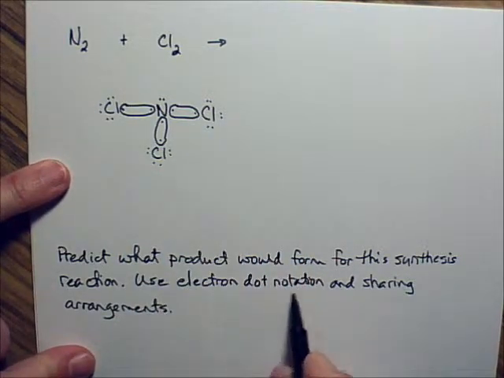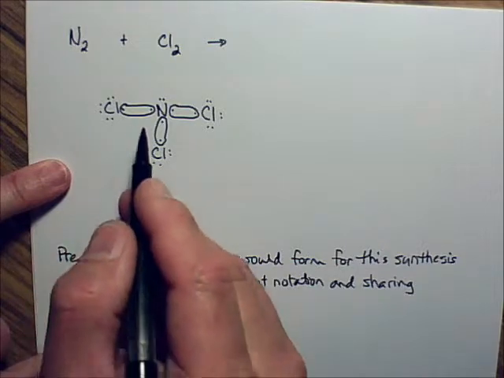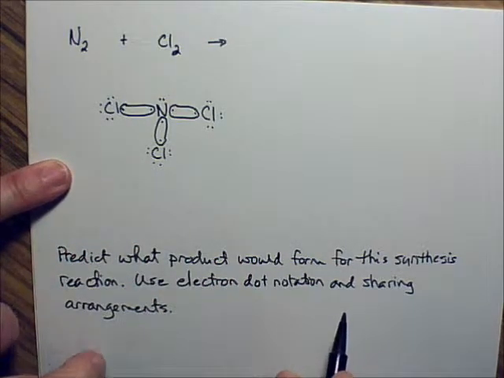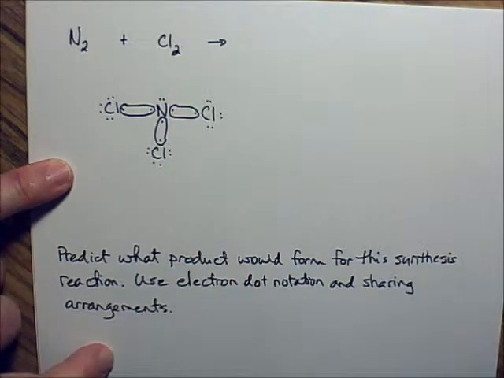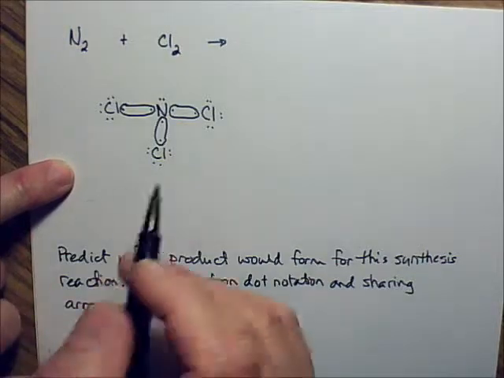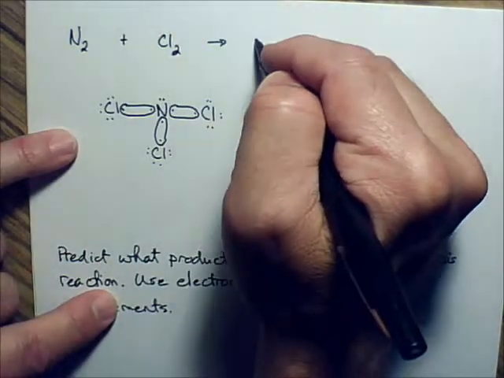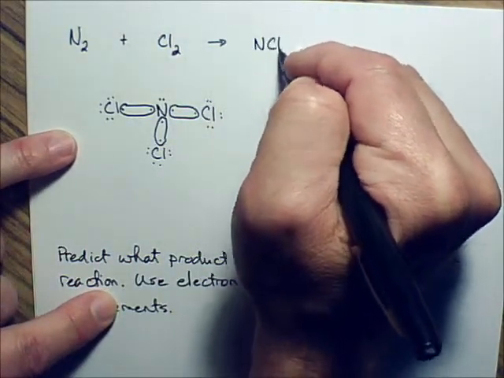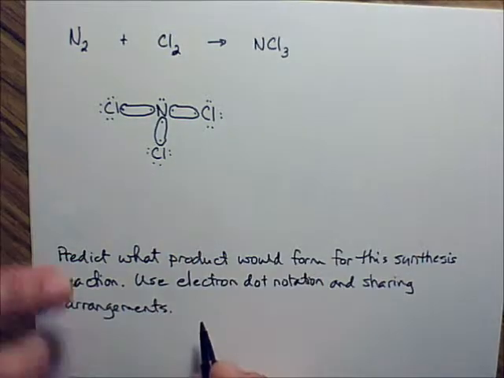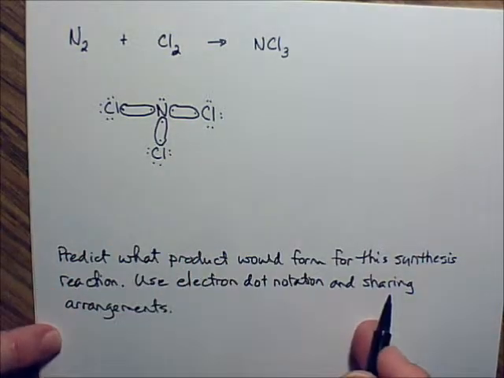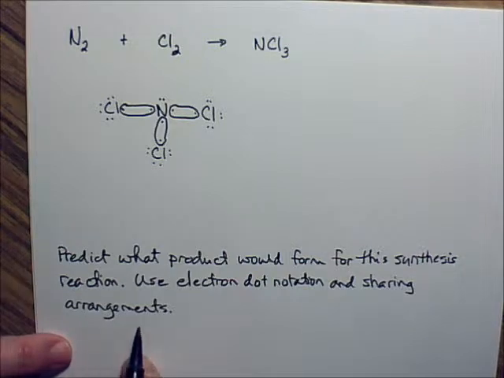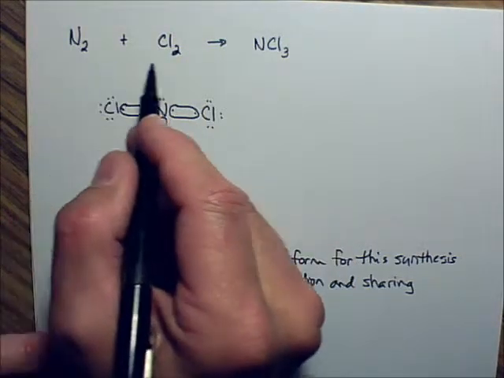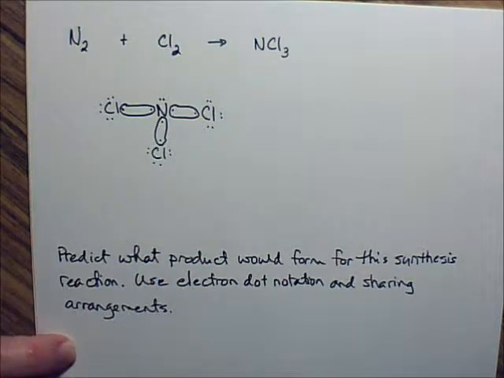This is now electron dot notation. You did 3 chlorines, then it's supposed to be 1 nitrogen and 3 chlorines. So what we need for a product formula is NCl3 using electron dot notation and sharing arrangements. Okay? Now that we have what the product is supposed to be, we can balance the equation using coefficients. We haven't done that yet.